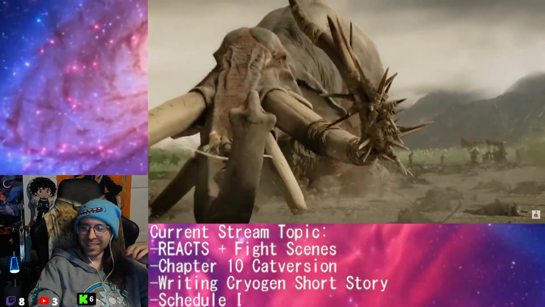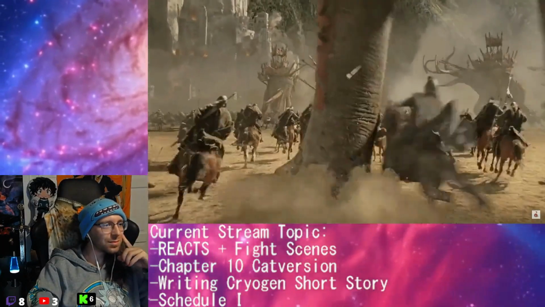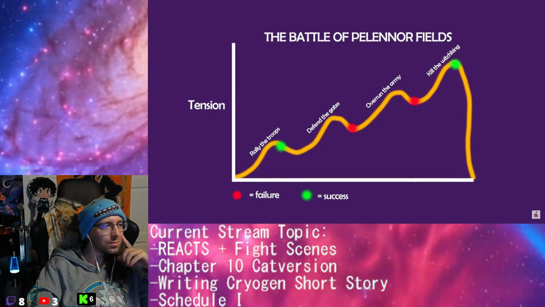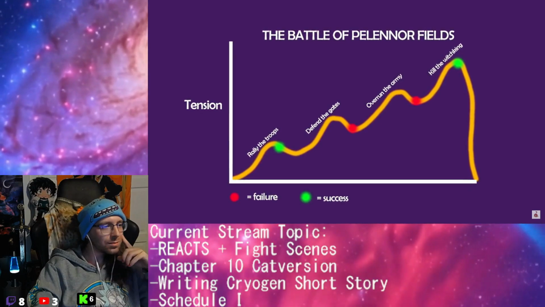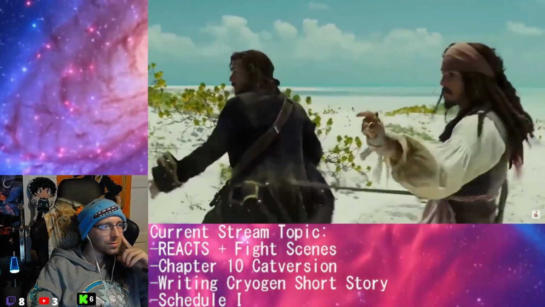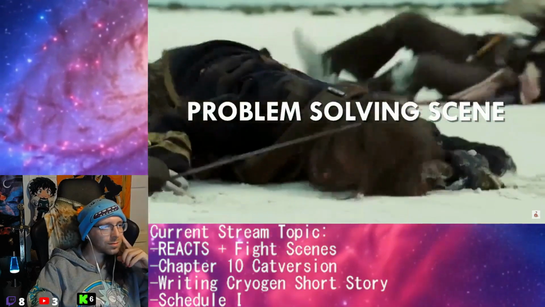Allow the reader the catharsis of objectives being achieved or failed, multiple releases of tension for better or worse, allow the tension to de-escalate at points before ramping it up again. But crucially, one thing that makes a fight scene immensely more interesting is turning it into a problem-solving scene. I love it when people do this.